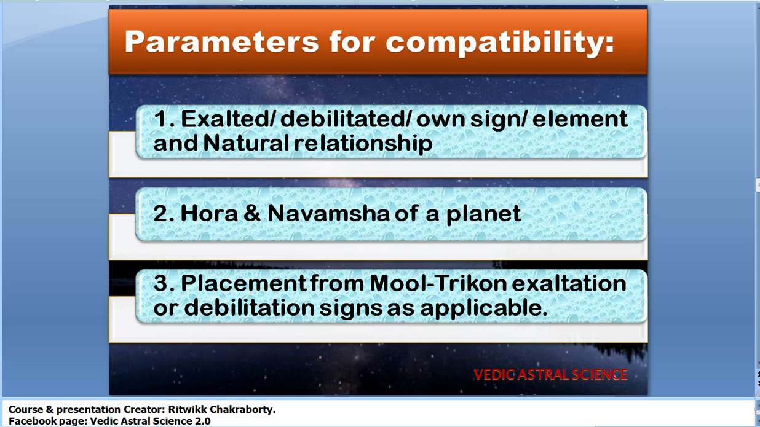A planet becomes strong, dignified and gives excellent results in own Navamsha, exalted Navamsha or in the Navamsha of a friend, provided the Navamsha sign occupied by that particular planet should not be identical with the 6th, 8th or 12th house from Lagna or Moon. Lagna is more important. This is the basic principle to interpret Navamsha placement of a planet, and you can apply it yourself.